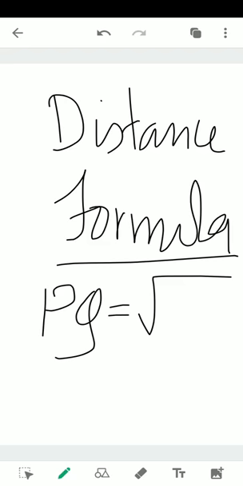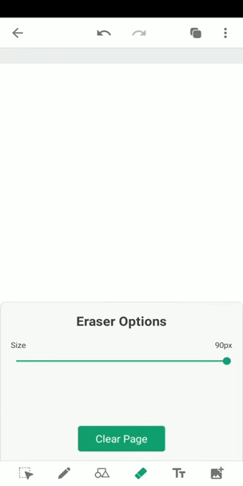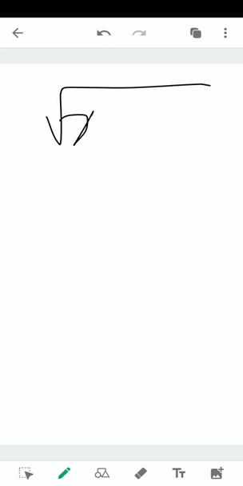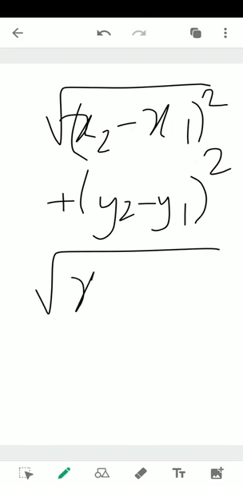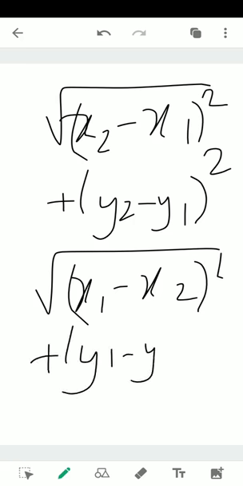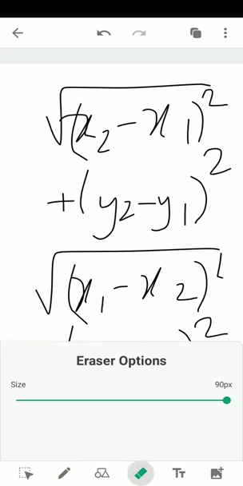So I hope this is clear, and you can always write the formula of x2 minus x1 whole square plus y2 minus y1 whole square as x1 minus x2 whole square plus y1 minus y2 whole square. This is correct, but do not mix them up. If you write 1 2 in one part, you can't write 2 1 in the other. If it was 2 1, the next part should also be 2 1. If the first part is 1 2, the next part should also be 1 2. So please keep that in mind.